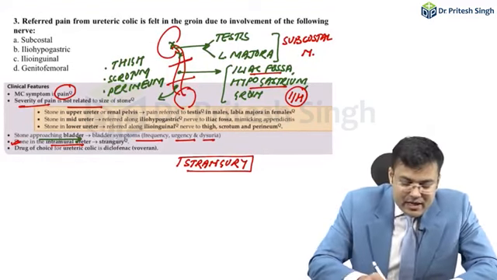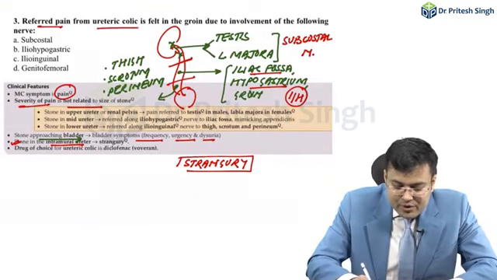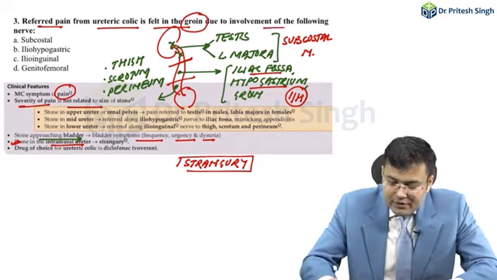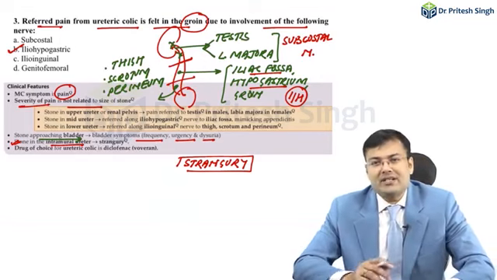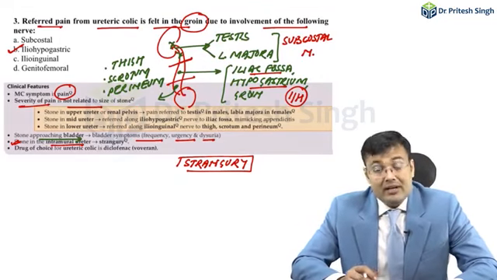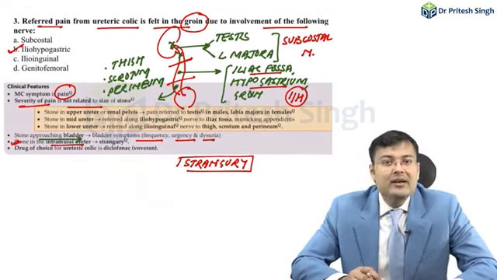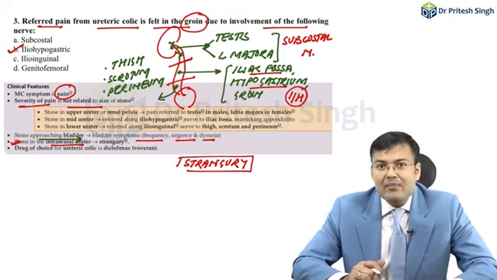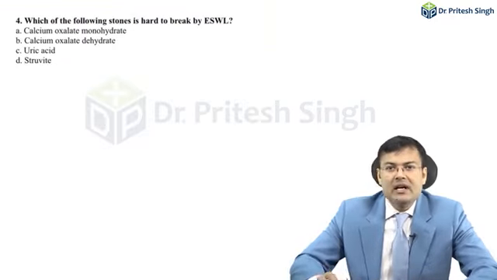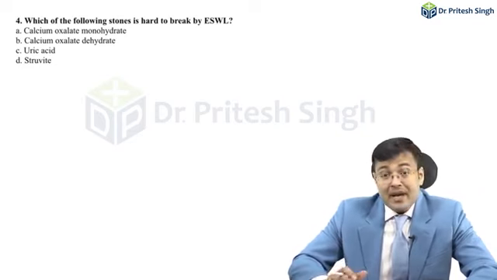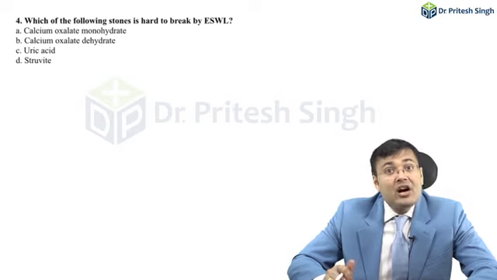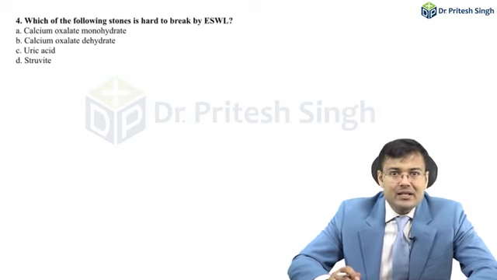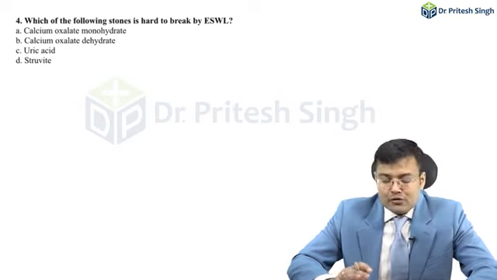So see the question. Referred pain from ureteric colic is felt in the groin due to involvement of which of the following nerve? And correct answer is what? Iliohypogastric. In iliac fossa, in hypogastrium, and in the groin, it is via iliohypogastric nerve. Now similar questions were asked in many exams, that what are the stones which are very hard and not easily broken by ESWL. There are 4 stones.